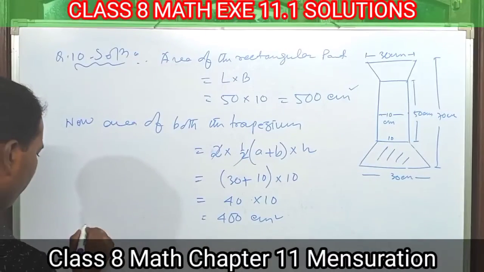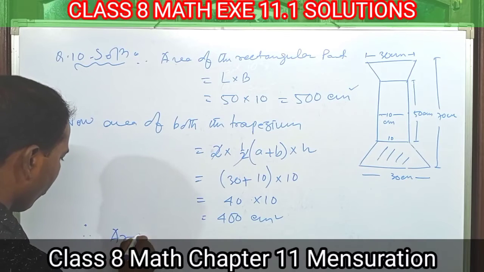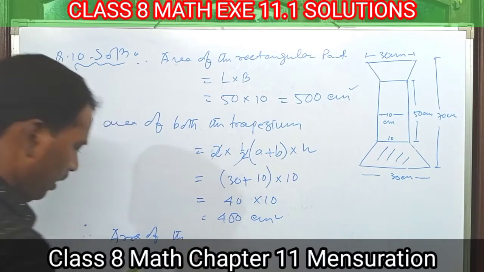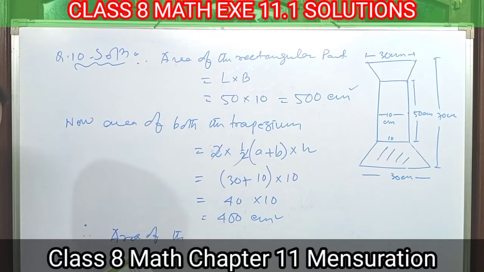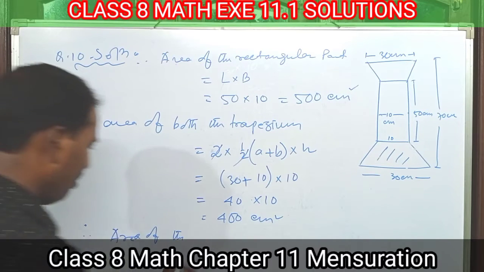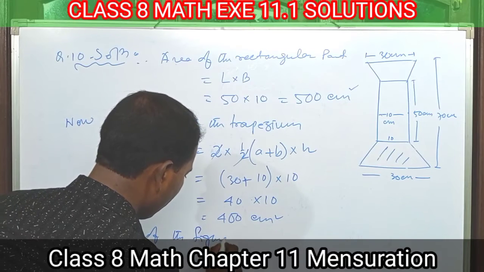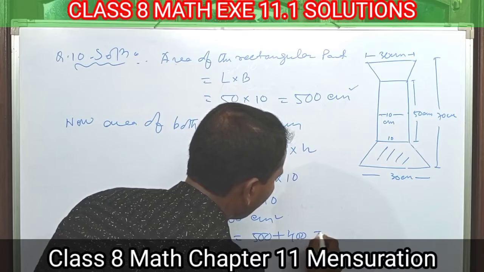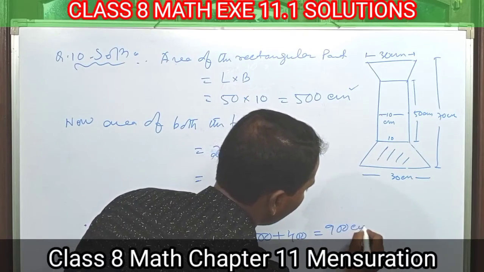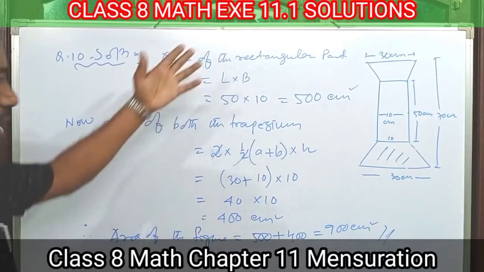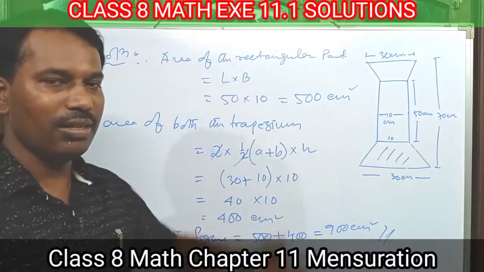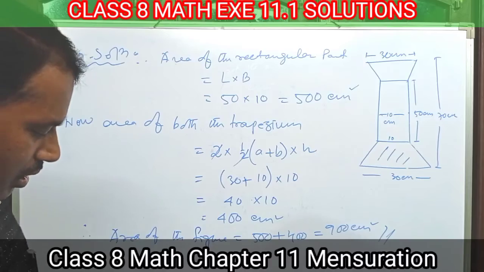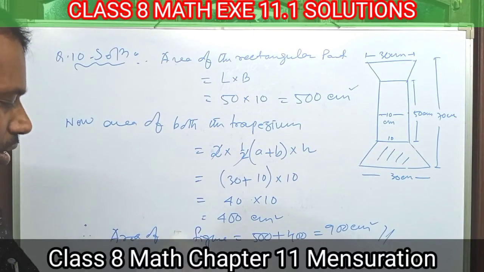Therefore, area of the figure equal to 500 plus 400. That means 900 centimeters square. My dear students, perhaps you understood. I have done a little bit of shortcut. It doesn't matter. So please note it down.